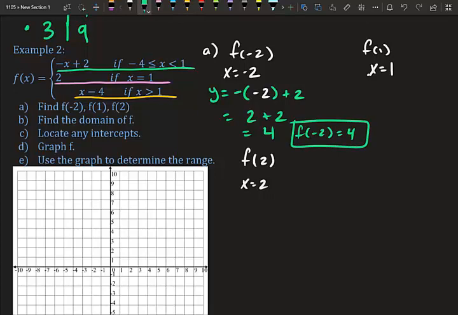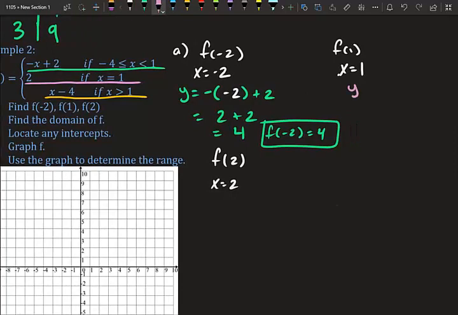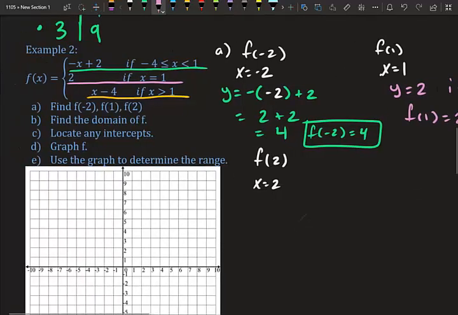Alright, now we go on to our next one. F of 1. So f of 1, that means x is 1. So 1, that's not less than 1. 1 is not greater than 1, but 1 does equal 1. So we're going to plug it into our middle one. It's saying y equals 2 if x equals 1. So f of 1 equals 2. Remember, that's just a special point.